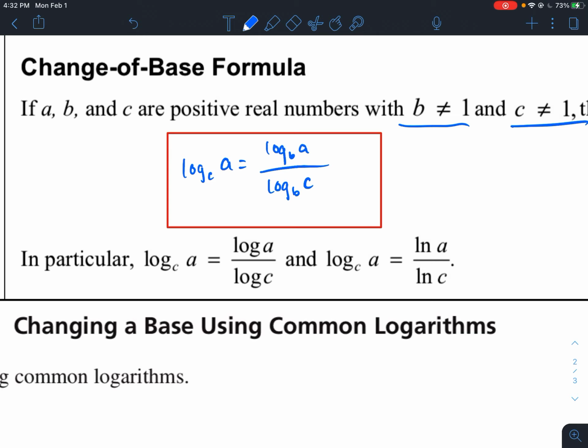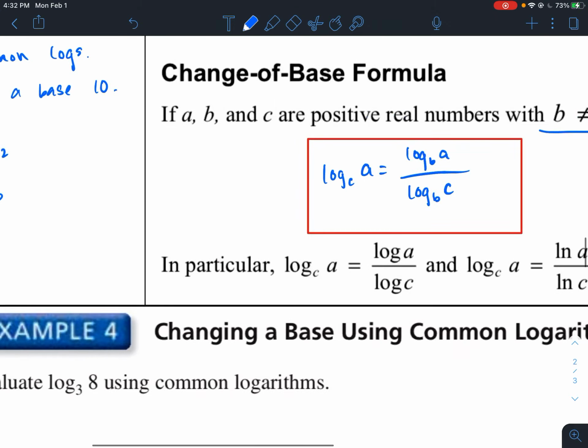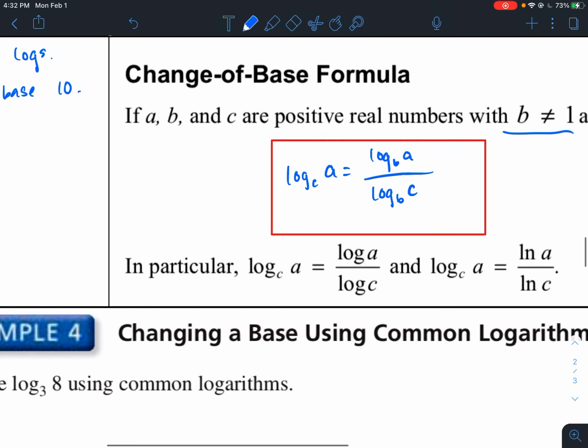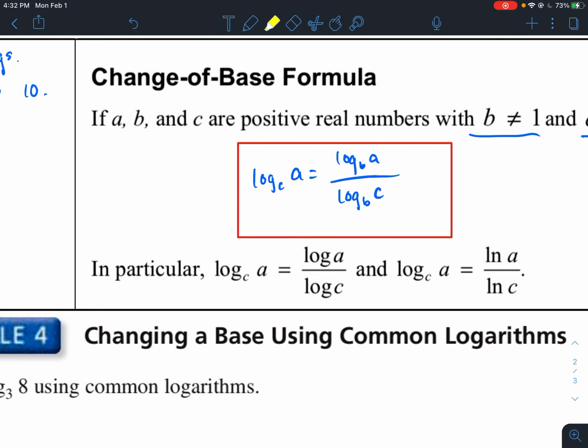This is the change of base formula. You can change any base using this method, but we often use it to evaluate logarithms not of base 10 in our calculator. You could also use this for natural logs as well, because C does not have to be 10. The natural log has a base of e, right? So you can still use this change of base formula for other logarithms not of base 10, but I'm just saying that we often use that here.